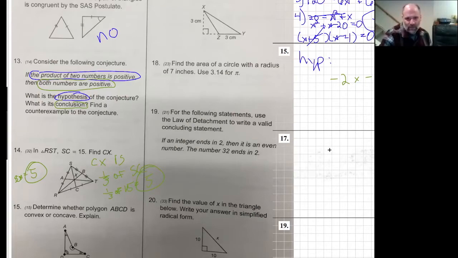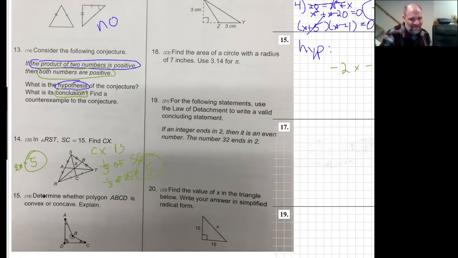All right. Okay, number 15, determine whether polygon ABCD is convex or concave. Concave, remember, it caves in a little bit. Convex is the normal type of polygon that we're looking at. So here's the cave. It caves in. The other way to tell is if you're going around the object and you have to switch directions.